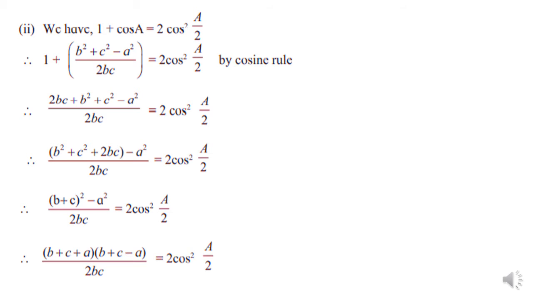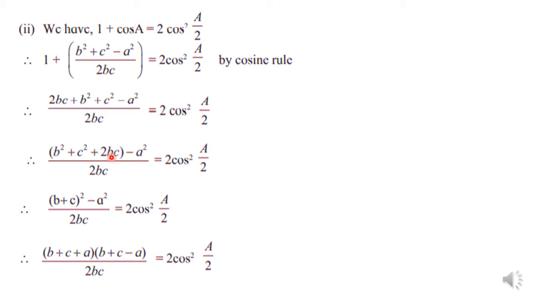We start in the same way, that is, we write 1 plus cos a is equal to 2 cos square a by 2. This is the same way that we started the previous proof. Now, cos a is substituted by the cosine rule. That is, it becomes b square plus c square minus a square upon 2bc. RHS remains the same. In the LHS, we cross multiply, and so we get 2bc plus b square plus c square minus a square upon 2bc.